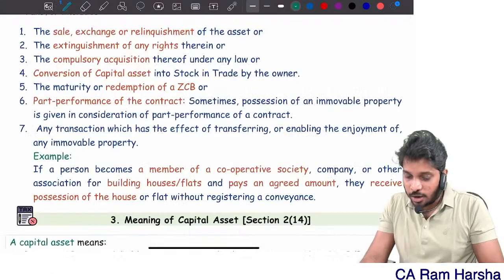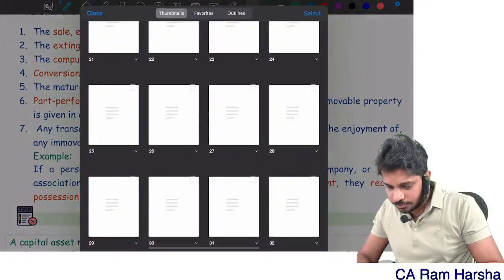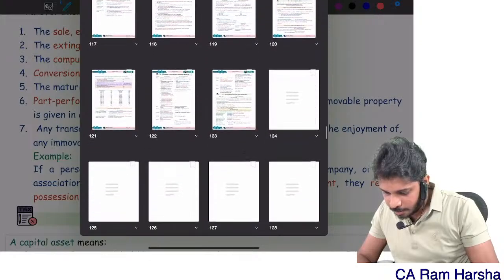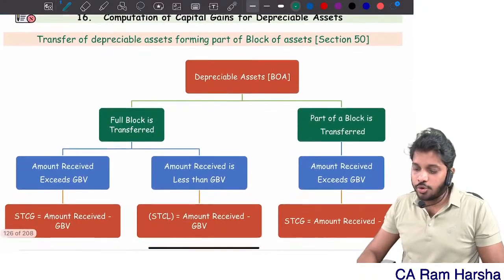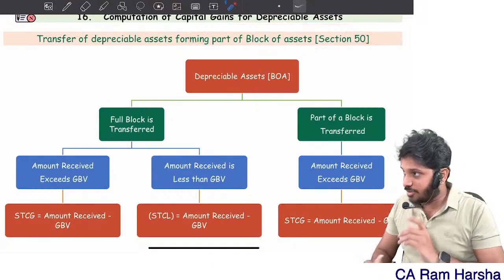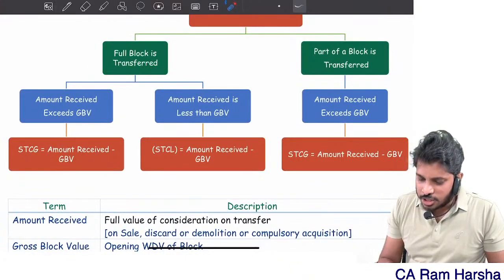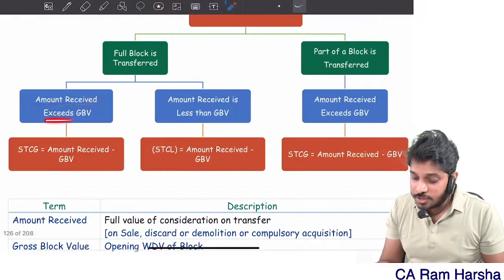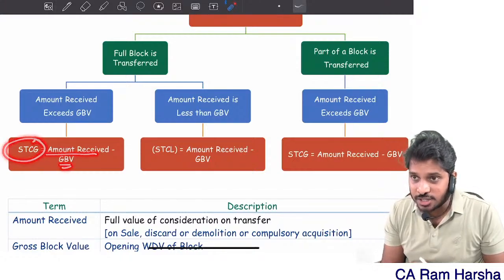This point I have already given you in the book also. You see here, section 50: how to compute capital gains on depreciable assets which are forming part of a block of assets. Very simple. Suppose the full block is transferred. Look at the amount received. How much amount did you receive? If the amount received is more than the gross block value, then amount received minus gross block value is treated as short-term capital gain.